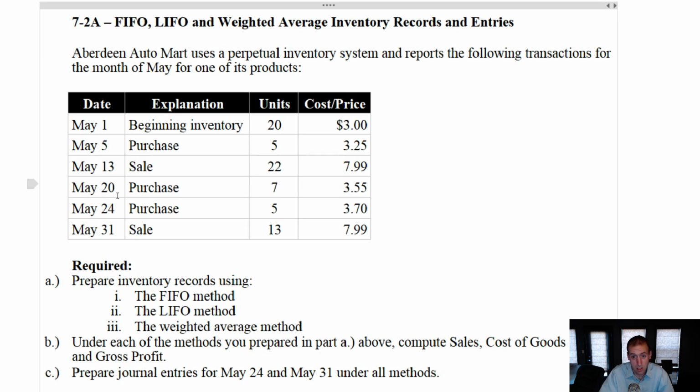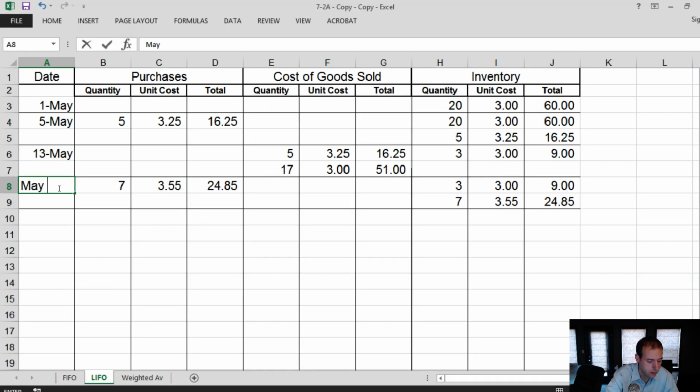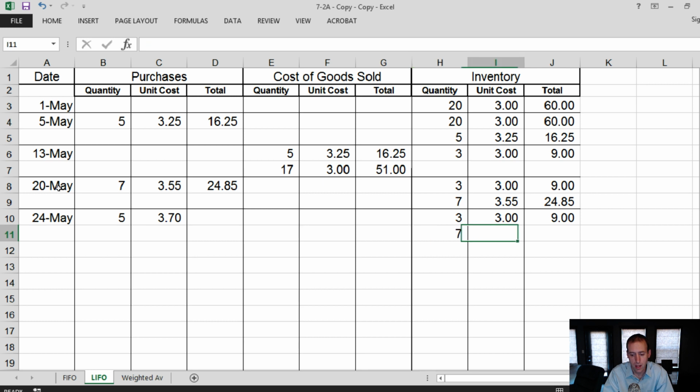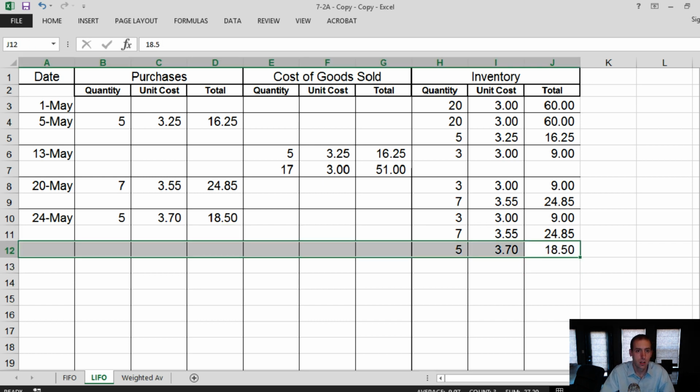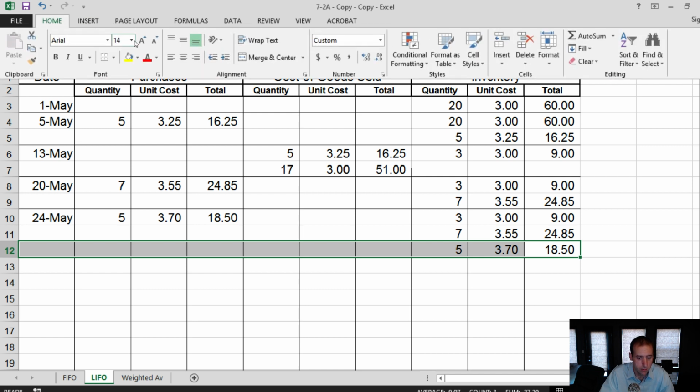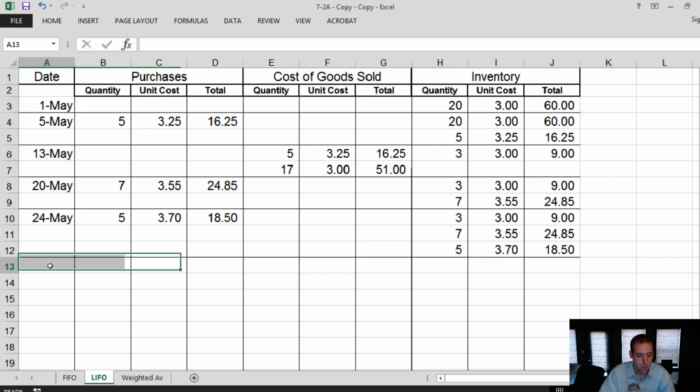That was May 20th. On May 24th, 5 at 3.70. We purchase 5 at 3.70. Well, what do we have? We still have 3 for $3. We had 7 at 3.55. And now we've purchased 5 at 3.70. I forgot the total. 5 times 3.70 is 18.50. Okay, let me get the underline underneath this. And then I'll say last, but certainly not least, May the 31st.